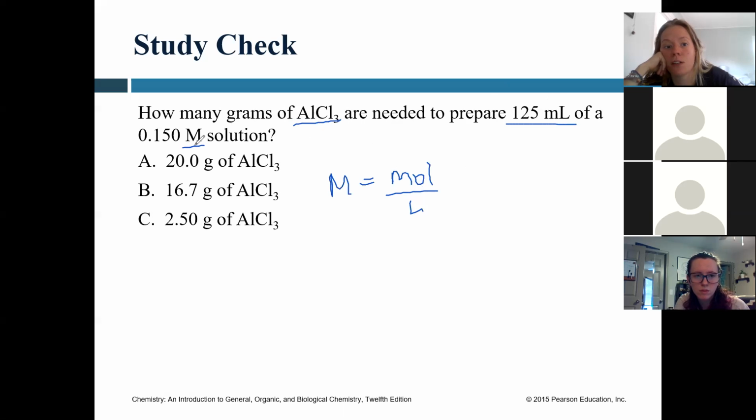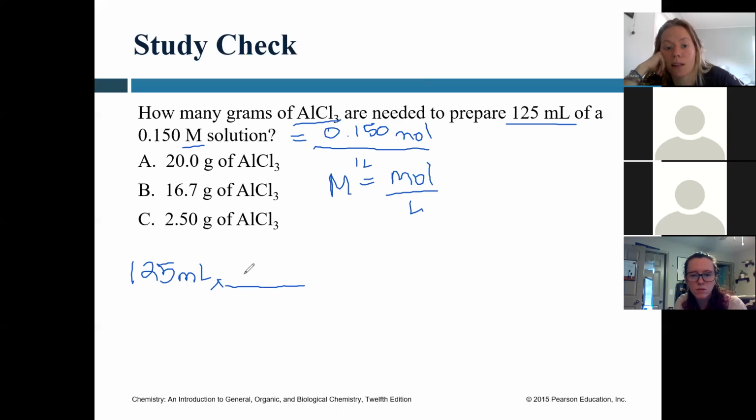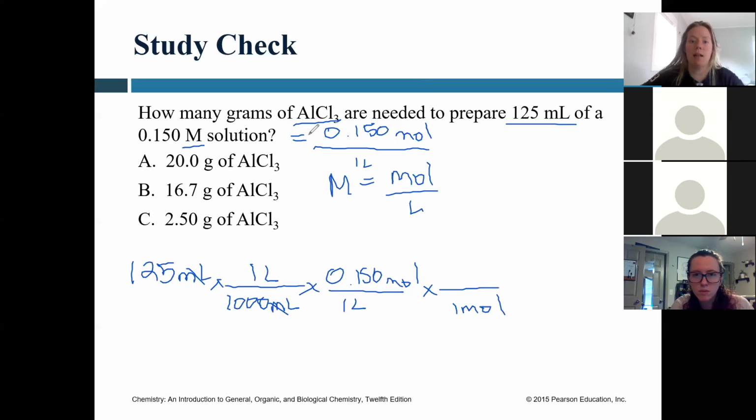So this is my given piece of information. This thing I can also write like this: 0.150 moles in every 1 liter. So when plugging this in, I start with my given information. I have 125 milliliters, but I don't want it in milliliters. I want it in liters. So for every 1 liter, I get 1,000 milliliters. That will cancel there. And then I can use this relationship here that says, hey, for every 1 liter, I get 0.150 moles. And then from there, for every 1 mole of this AlCl3, so aluminum chloride, its molar mass is going to be 133.3.